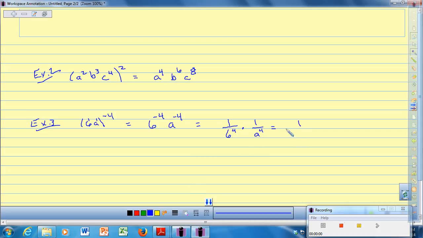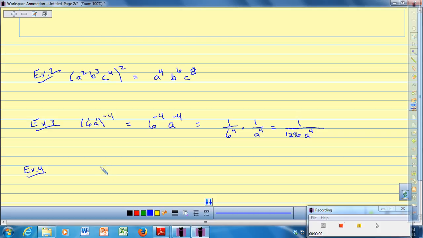Can somebody do 6 to the 4th on the calculator for me, please? I don't know what that is. 1296? All right. So we've got 1 over 1296 a to the 4th. All right, and now let's just give one more example of one they get a little tougher.